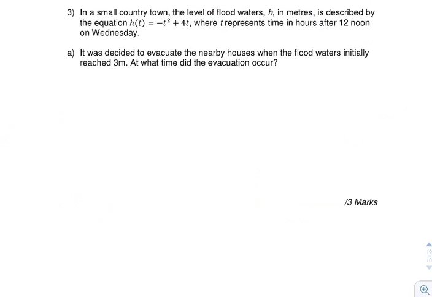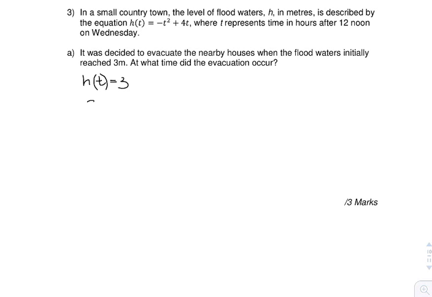Question 3. In a small country town, the level of floodwaters, h, in meters, is described by the equation h of t equal to negative t squared plus 4t, where t represents time in hours after 12 noon on Wednesday. Part A. It was decided to evacuate the nearby houses when the floodwaters initially reached 3 meters. At what time did the evacuation occur?